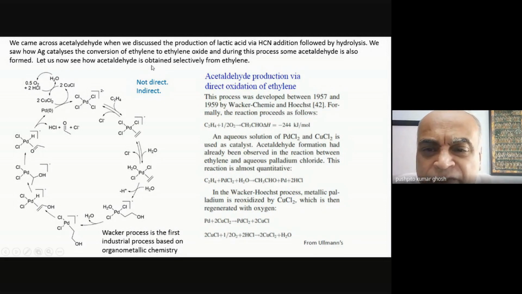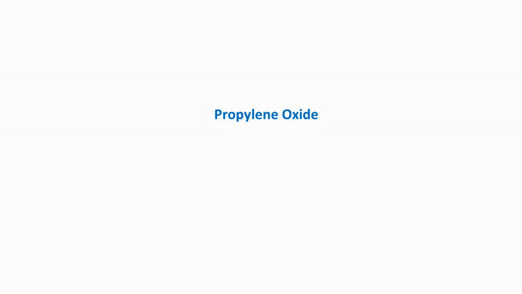And it's the very famous process known as the Wacker-Hext process. Okay? It's easily one of the most elegant chemistries. And so that is how acetaldehyde is made. And now you know how lactic acid will be made from there.